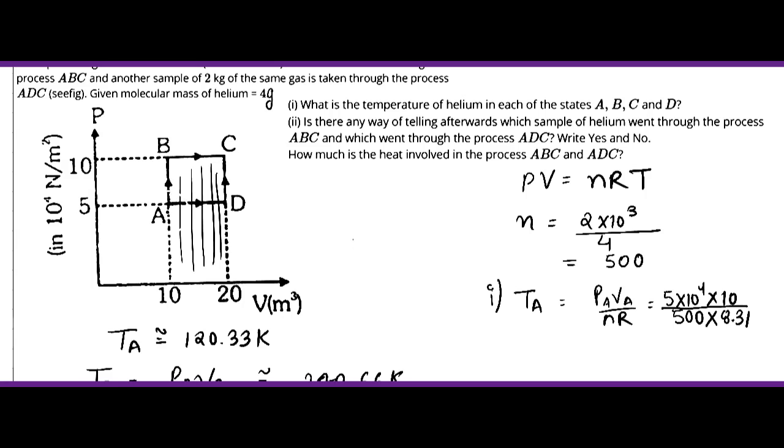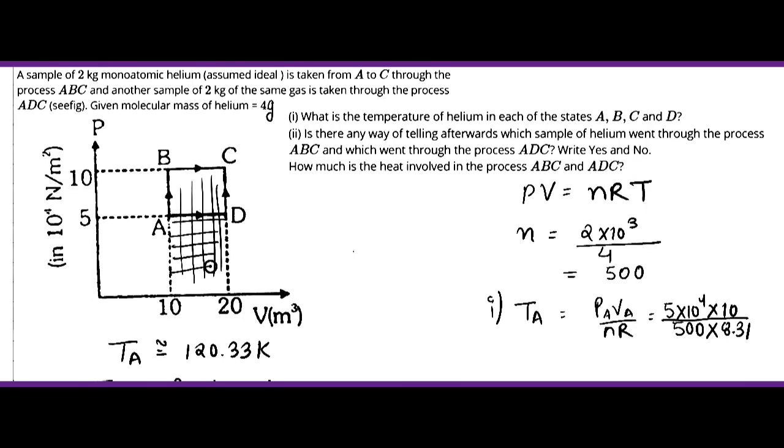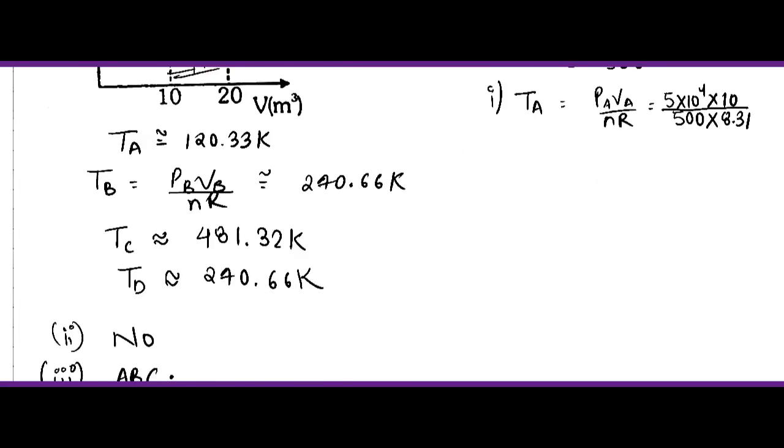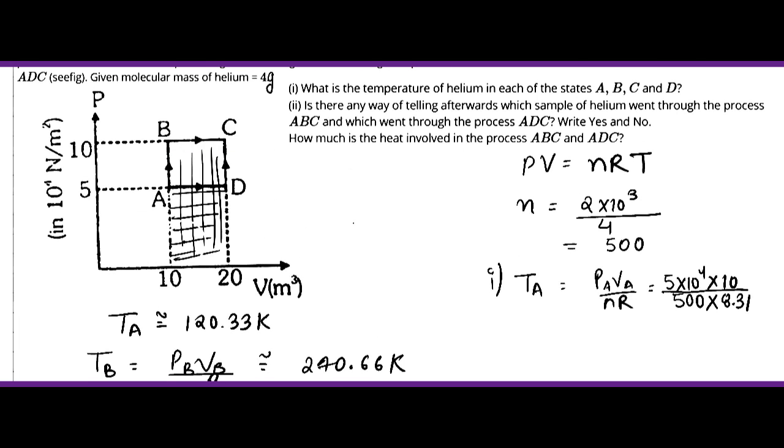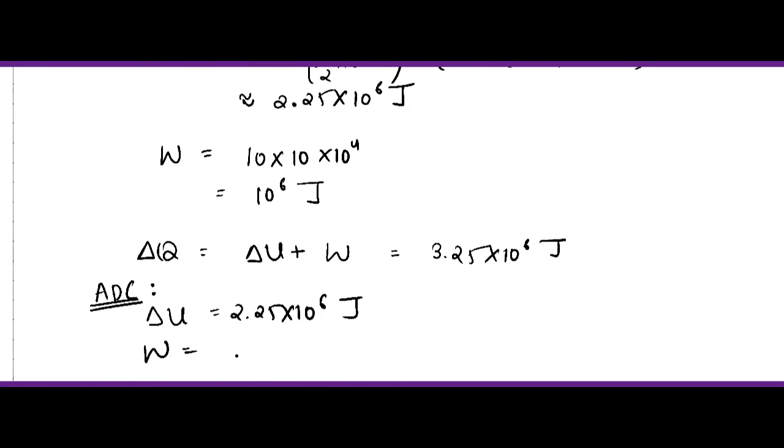We would have this area, ADC, this area, right? So that will be equal to 5 into 10 to power 4 into 20 minus 10, so that is 10. So 5 into 10 into 10 to power 4. So this value turns out to be equal to 0.5 into 10 to power 6 joules, right?